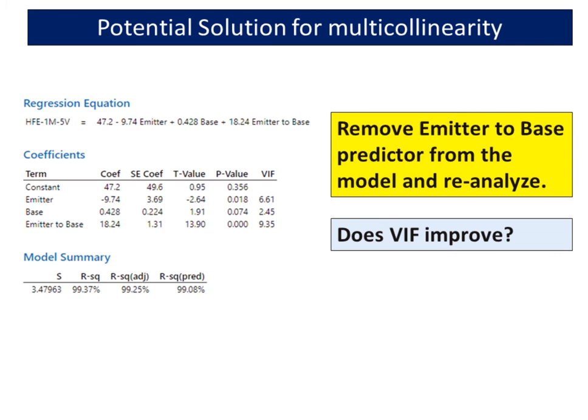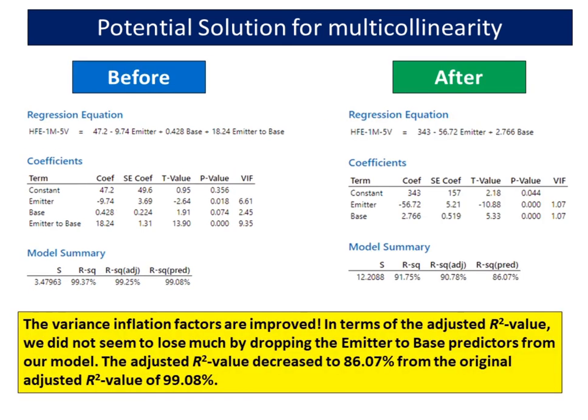Does variance inflation factor improve? The answer is yes. The variance inflation factors are improved. The VIF for both emitter and base is 1.07 after removing the emitter to base predictor from the model.